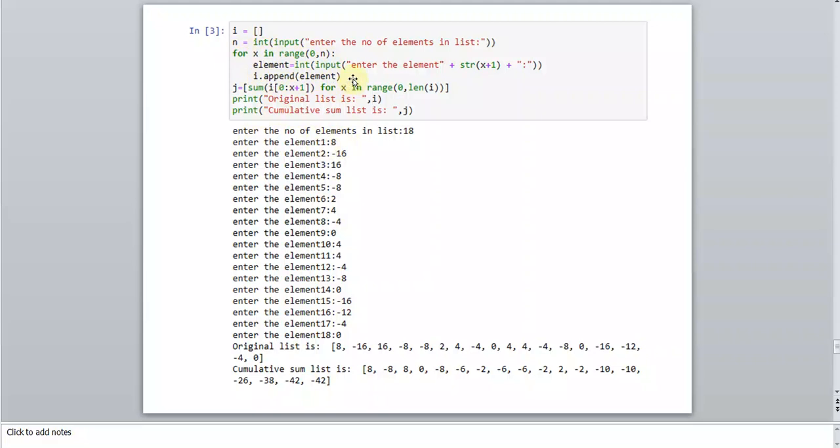त्यानंतर अपेंड केली आहे ती लिस्ट परत. ओके, त्यानंतर कुठलं महत्त्वाचं, टू फाइंड आउट द क्युम्युलेटिव्ह सम लिस्ट. ओके, त्यासाठी एक व्हेरिएबल घेतला आहे जे. त्यानंतर आय हॅव यूज्ड लिस्ट कॉम्प्रिहेन्शन टेक्निक.